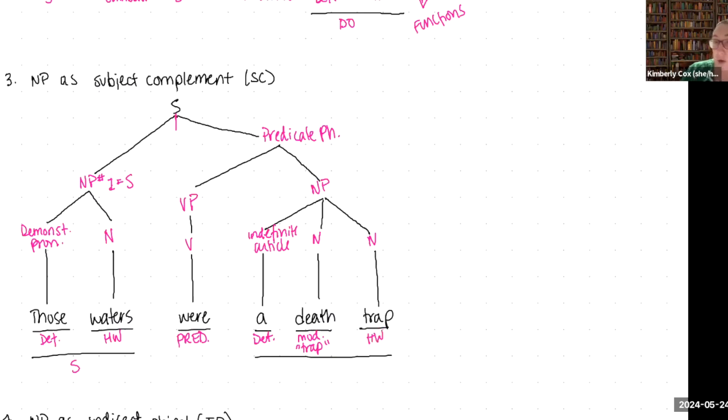Now, if we look at "those waters" and we're saying they were something, a death trap, and "waters" refer to the same thing. And so that means that what we have here is a subject complement rather than a direct object. So here, the subject complement is the same as noun phrase number two. So once again, we have two noun phrases. One of them functions like a subject, one of them functions like a subject complement. So again, identifying the same types of form, but their function is different.